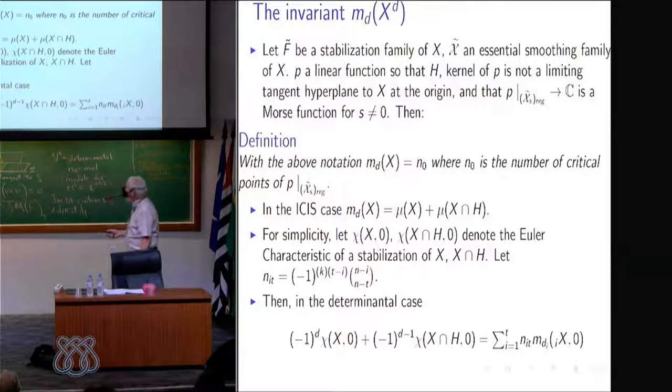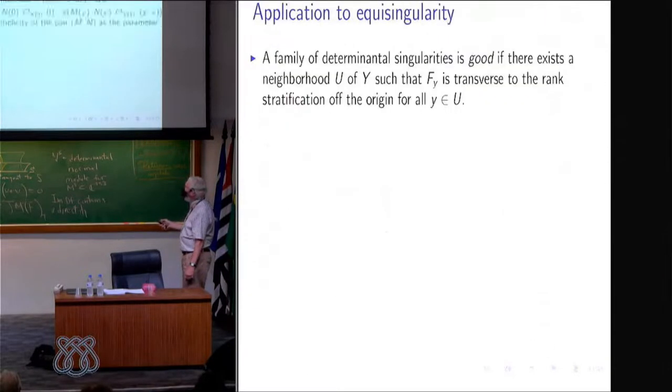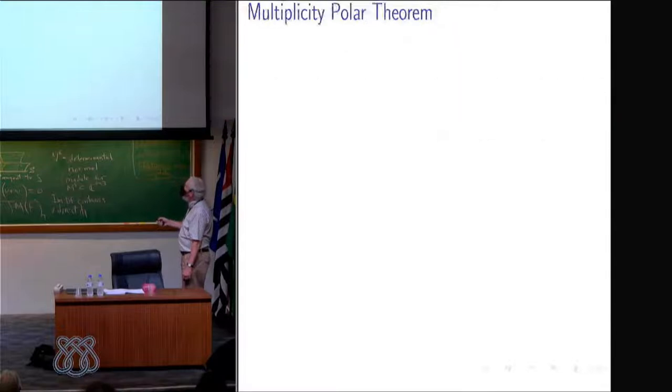And then in the determinantal case, what we have is that this quantity, which we would expect to take the place of the Milnor number of X plus the Milnor number of a hyperplane slice, oops, that wasn't good.